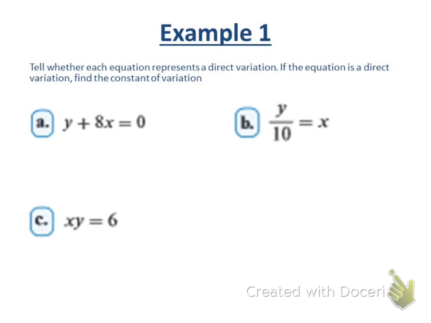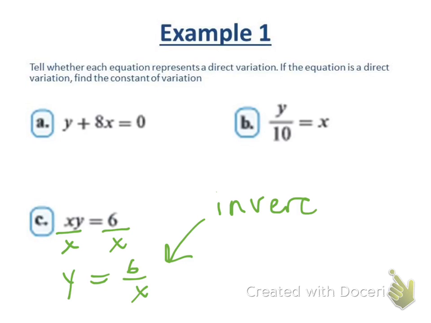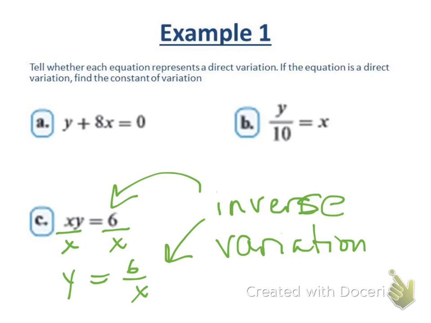Last one from this example. X times y equals 6. Can that be written as y equals a number times x? No, because if we put it in y equals form, we would have to divide by x, and we get y equals 6 divided by x. That is what we call inverse variation. X times y equals a number is inverse variation. So that's not direct variation. Our inverse variation constant in this one would be 6, but that's not what we're doing. Inverse variation we'll look at next unit.